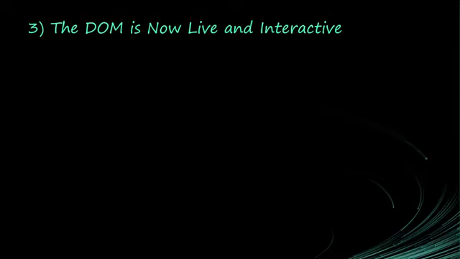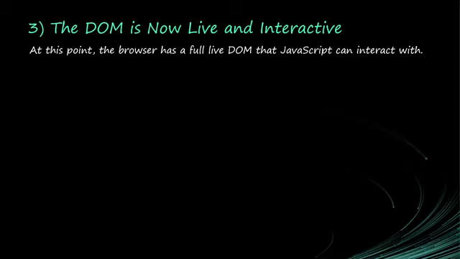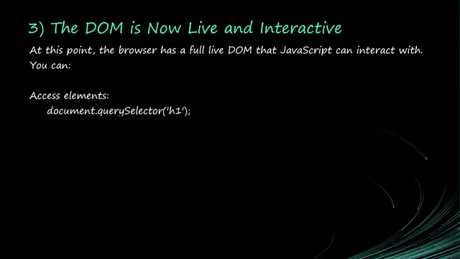Now the DOM is live and interactive, waiting for JavaScript, or waiting for you as the developer, to do whatever you want to do with it. So at this point, the browser has a full live DOM that JavaScript can interact with. All right, so you use JavaScript to interact with the DOM. So now you can access the elements. Okay, so let's try to access an element.